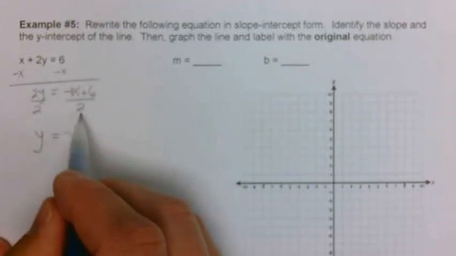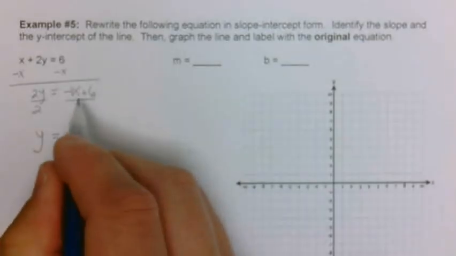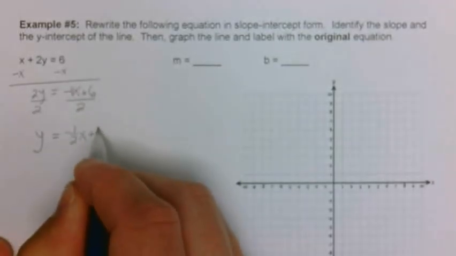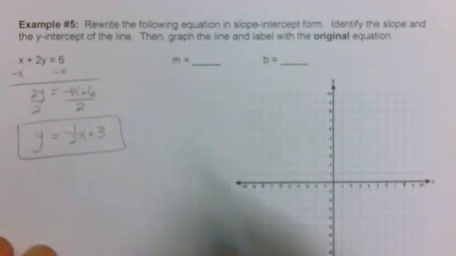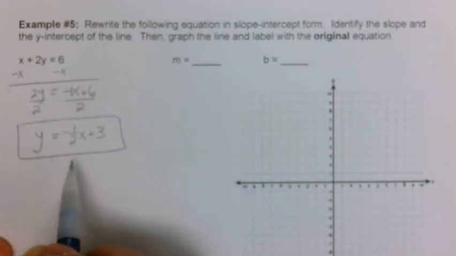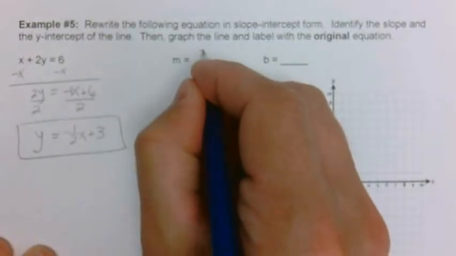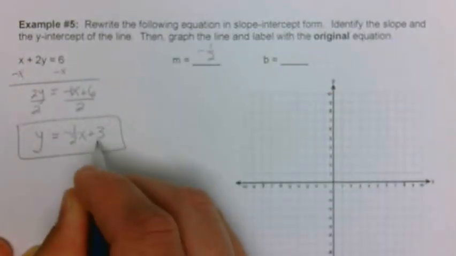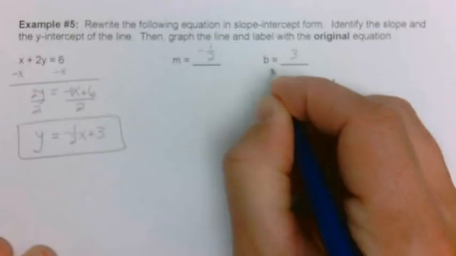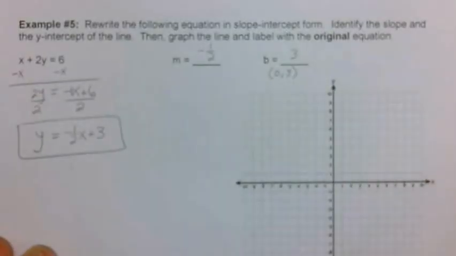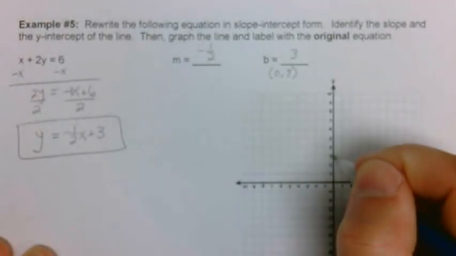All right, negative 1x divided by 2 is negative 1 half x, and then 6 divided by 2 is 3. So our equation in slope-intercept form is y equals negative 1 half x plus 3. That means our slope is negative 1 half. Our b value is 3, which means our y-intercept is at (0, 3). So we go up to (0, 3) on our graph right here.